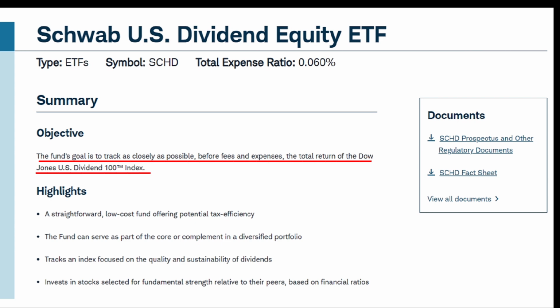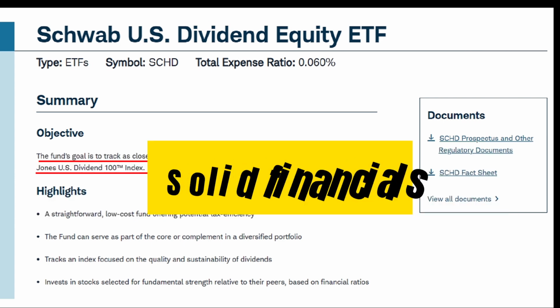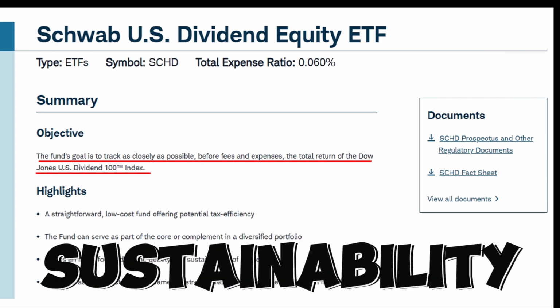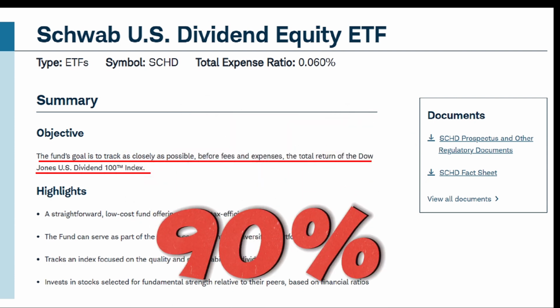This ETF aims to track the Dow Jones US Dividend 100 Index, investing in US companies with a strong history of paying dividends. This means it focuses on investing in companies known for their consistent dividend payments and solid financials. Its objective is to provide investors with a combination of dividends and potential capital appreciation. It's all about cash flow, quality, and sustainability. Based on financial ratios, the fund will invest at least 90% of its net assets into stocks.